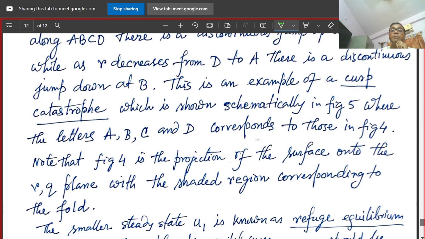This is an example of a cusp catastrophe, which is shown schematically in figure 5, where the letters A, B, C, D correspond to those in figure 4. Note that figure 4 is the projection of the surface onto the RQ plane, with the shaded region corresponding to the fold.